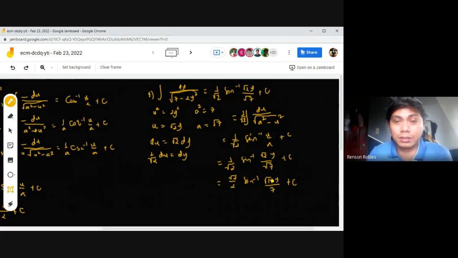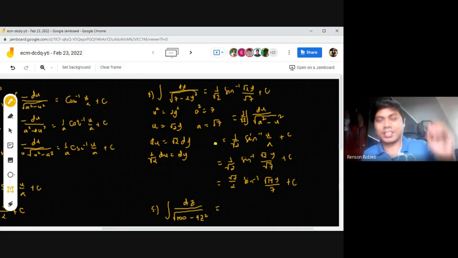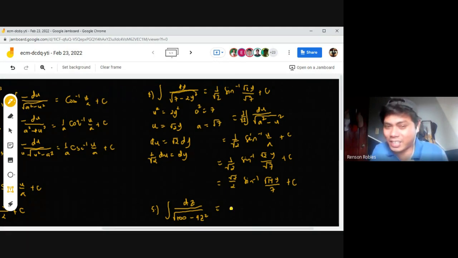So let me give you another example. 5. Integral of dz all over the square root of 100 minus 4x squared. Okay. Following this method, but x, it should be z squared. Using this method, and if you were able to get what I am sharing with you, you can easily give the answer here.